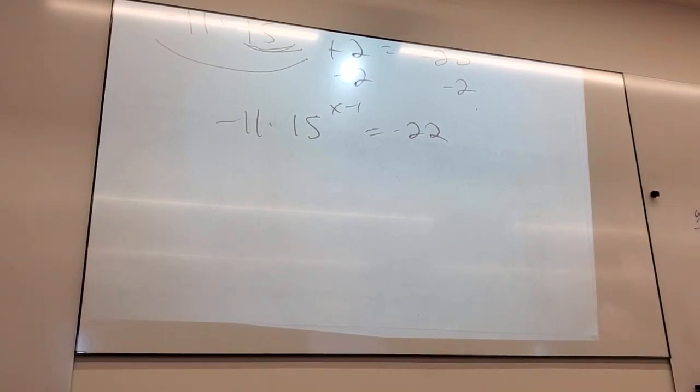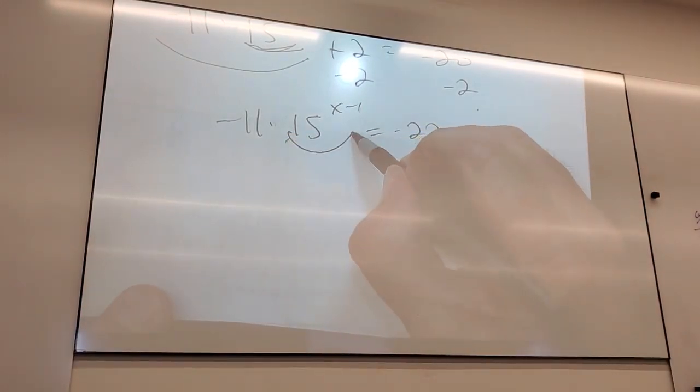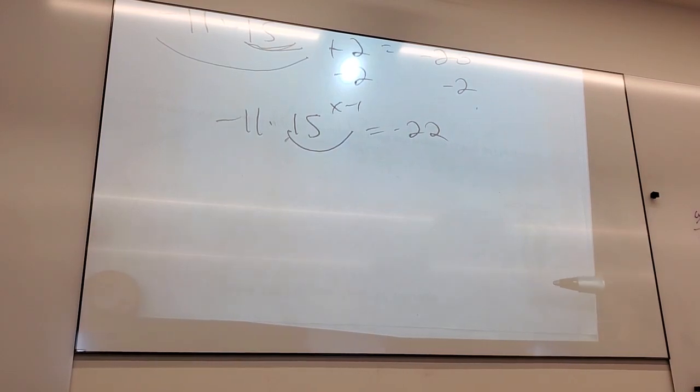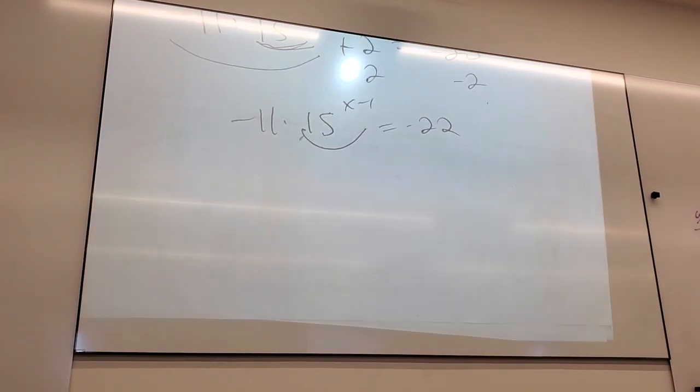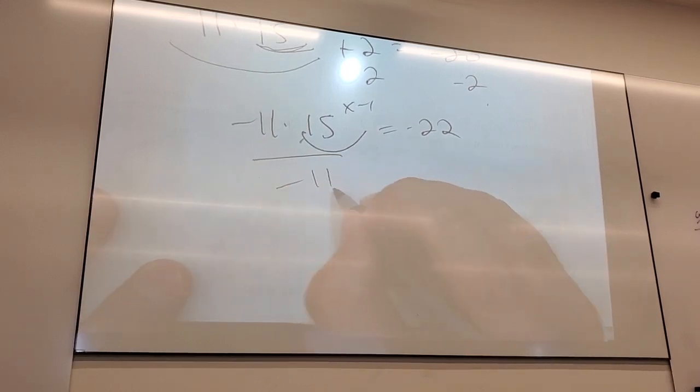What do I do now? My variable's here. What do I want to get rid of? You move 11 over? How do I do that? Yeah, I don't add because it's multiplying. I got to divide by negative 11.